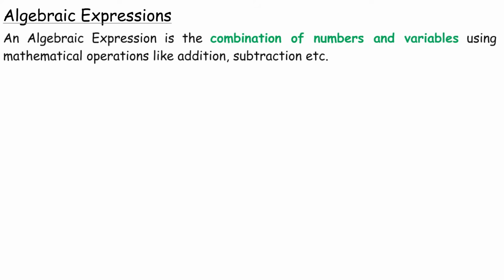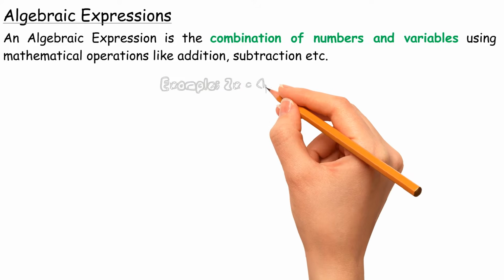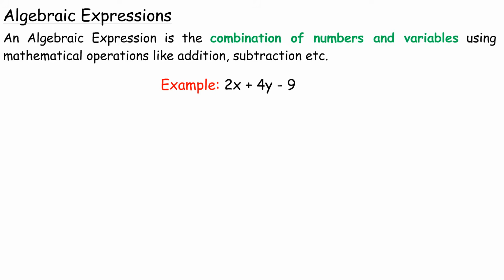First, let's understand what an algebraic expression is. An algebraic expression is the combination of numbers and variables, using mathematical operations like addition, subtraction, etc. Example, 2x plus 4y minus 9 is an algebraic expression.